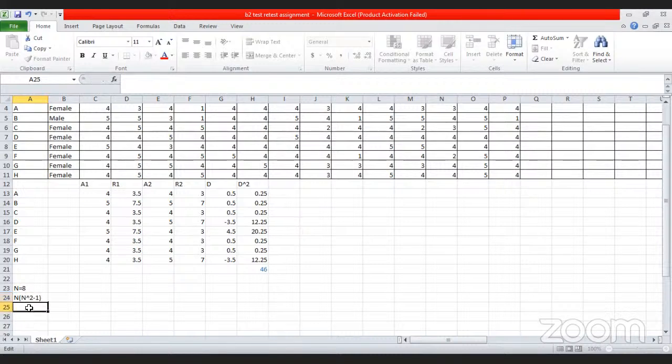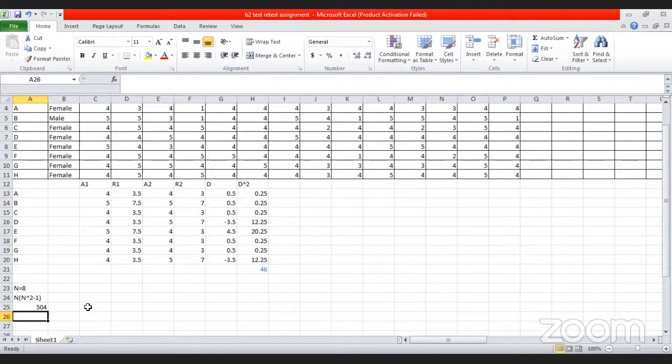So it will be 8 into n square, which is 8 square. That means it is 64. Right? 8 square is 64. So it will be 8 into 64 minus 1, that is 63. So 8 into 63, that is 504. So n into n square minus 1 is equal to 504.